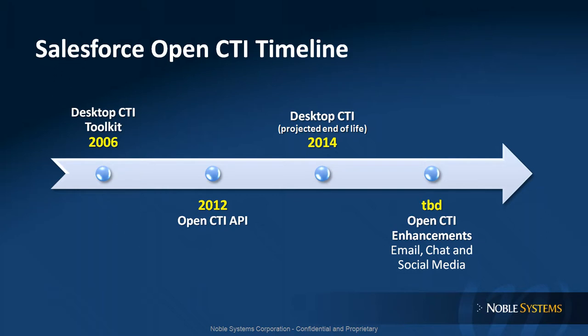We often get questions about the timeline for different products. The guidance we have from Salesforce is that although they have committed to maintain their desktop CTI toolkit versions 3 and 4 for the medium term, partners are strongly advised to migrate to the Open CTI architecture in the 18 to 24 month time frame, which would be around the summer 2014 release.